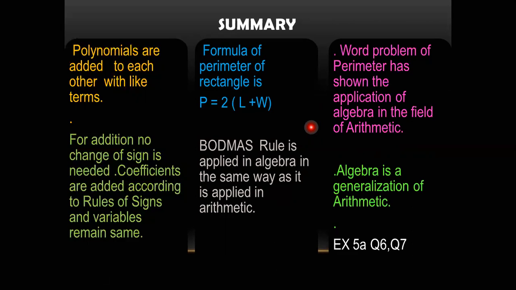So the concepts that we learn in one field of mathematics are helpful in the other field of mathematics, not only in the other field of mathematics, but in the other branches of knowledge as well. And we can summarize that algebra is a generalization of arithmetic. Then we solved the question number 6 and 7 of exercise 6a.